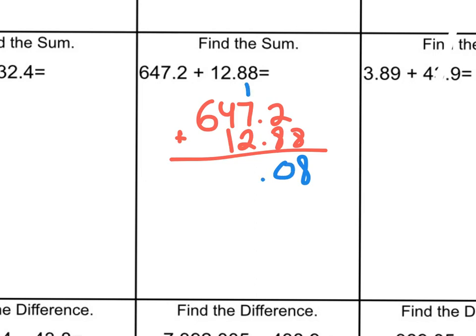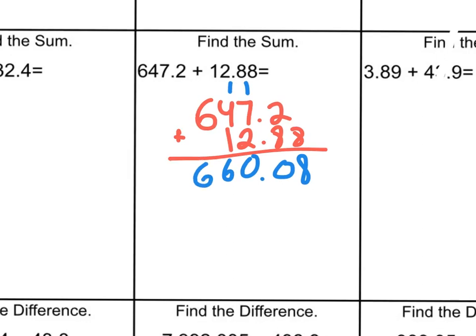1 plus 7 is 8. 8 plus 2 makes 10. Carry the 1. 1 plus 4 makes 5. 5 plus 1 makes 6. And then you have the 6. So our answer is 660 and 8 hundredths.